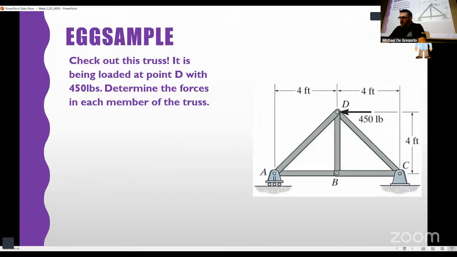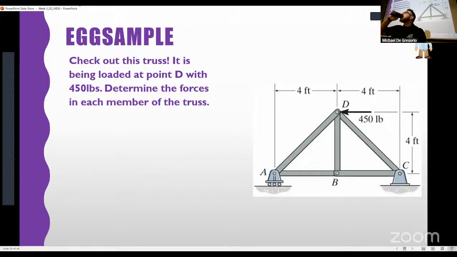This is a truss. It's cool. Looks good. It's being loaded at point D with 450 pounds. We want to determine the forces in each of the members of the truss, and we want the reactions. It doesn't say that, but we're going to do it anyway. Okay. Well, this is a pretty sweet truss. What kind of connections do I have at the base? A roller and a pin, which gives us three unknowns, which is good because overall, when we're not looking at the pins, this is a 2D problem. So we have three equations and three unknowns in 2D.